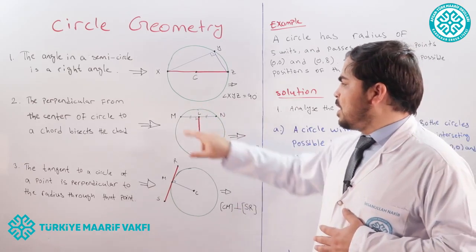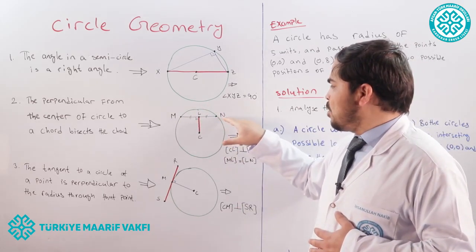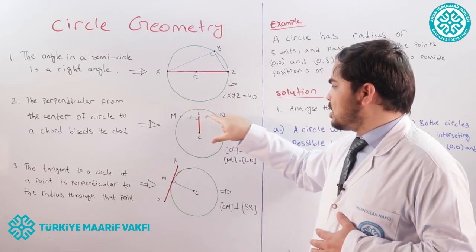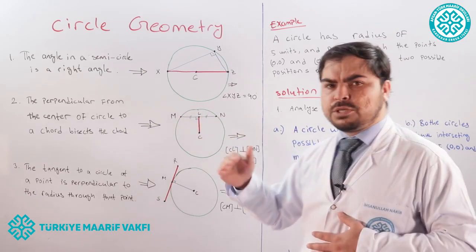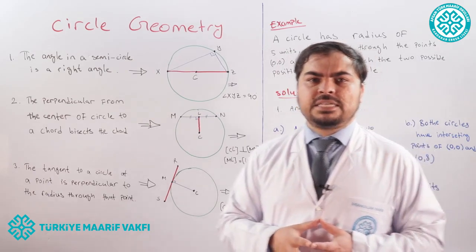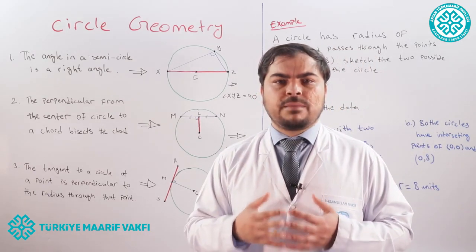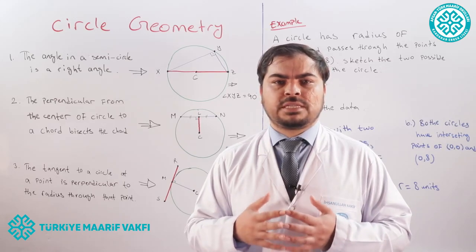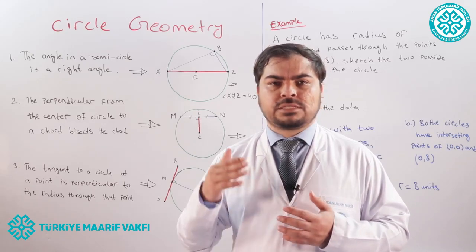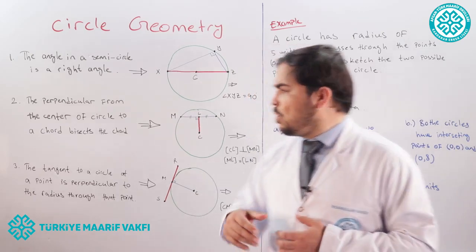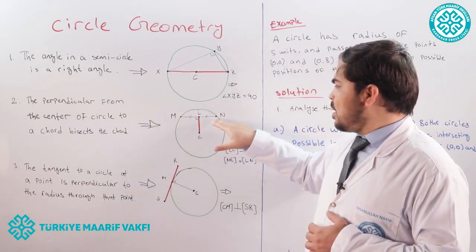a circle. So from point M to point N, we have a blue line. This blue line is called a chord. What's the difference between a chord and a diameter? A diameter always passes through the center, but a chord does not pass through the center. This is the difference. So we have here a chord.